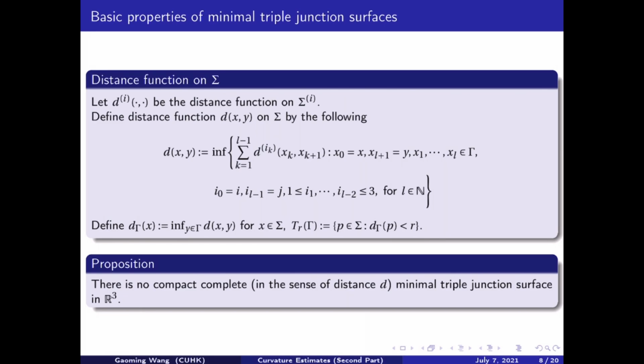Comparing with the result of the minimal surface case, we can also get this proposition. There is no compact, complete minimal triple junction surface in R^3. The proof of this proposition is just an application of the usual maximum principle.